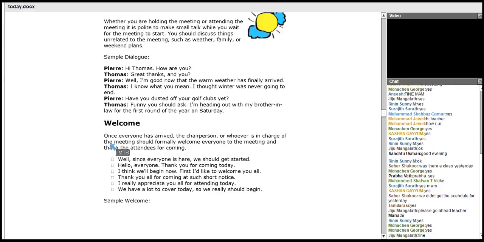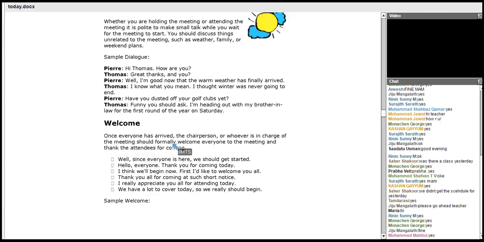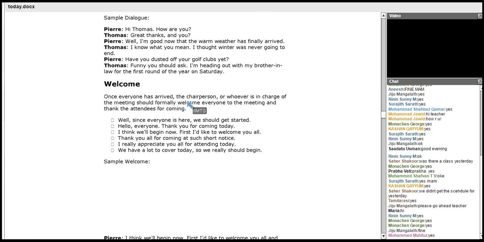And once everyone has arrived, the meeting starts. The chairperson or whomsoever is in charge of the meeting should formally welcome everyone. So whoever is the host should welcome all the attendees, right? And thank the attendees for coming. Well, since everyone is here, we should get started. These are the sentences we can use to welcome people.